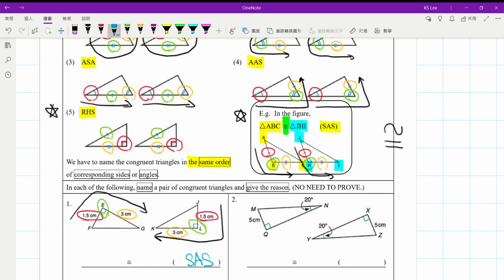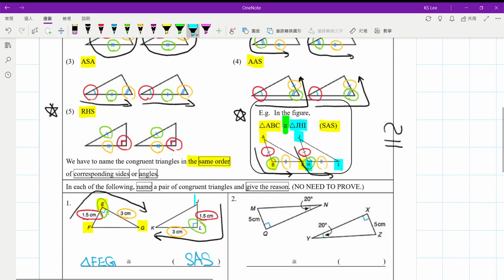And then we need to follow the order to name the triangles. For the triangle on the left hand side, we can say that this is triangle FEG. And then for the triangle on the right hand side, we can say that this is triangle JLK. Okay, so we have finished naming the triangles and giving the reason.